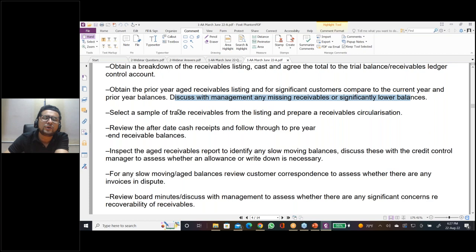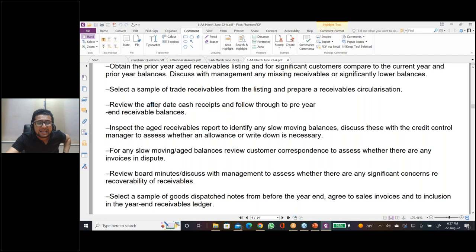You need to review the after date cash receipts. What do I mean by after date cash receipts? That is the post year end cash receipts. Make sure and follow through to the pre-year end receivable balance. Make sure that those amounts were actually representing a particular receivable at the year end. So it's about the completeness.